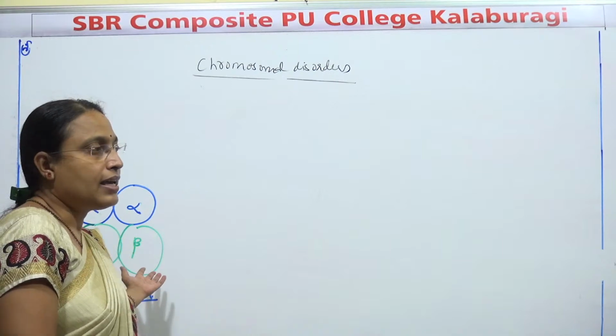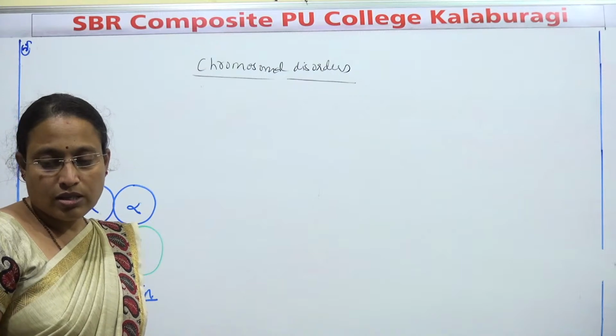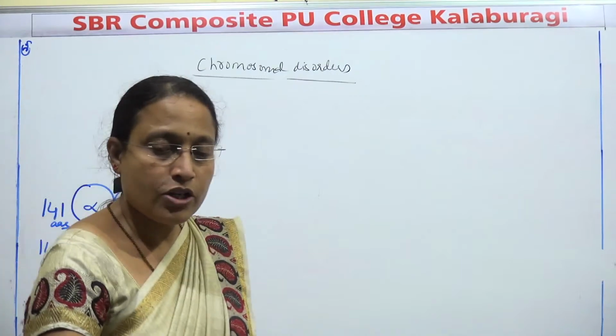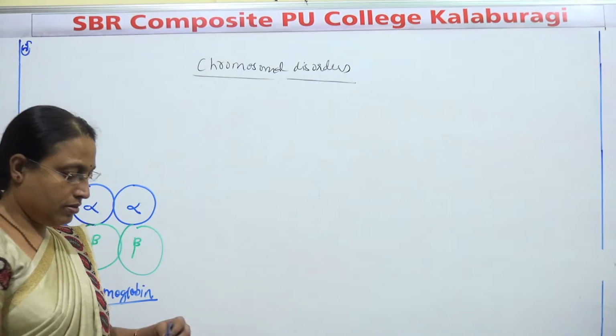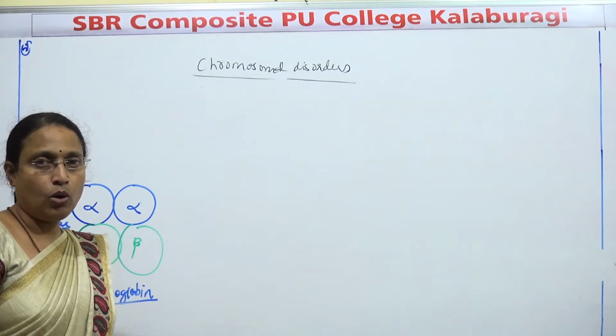It can be like sickle cell anemia. So this was a short note you can make on the structure of hemoglobin.